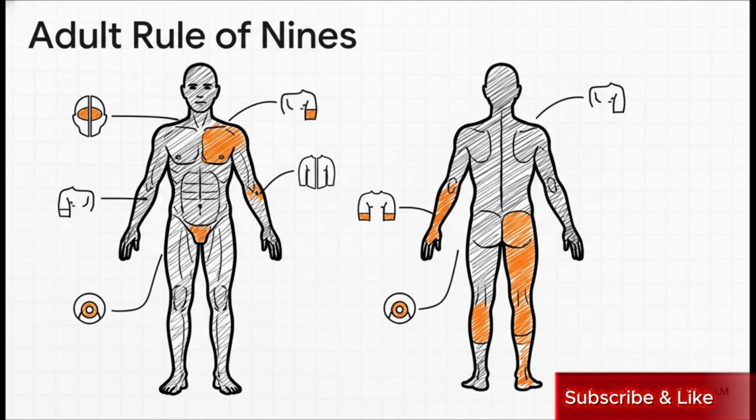So here's how it works. The method breaks up the adult body into sections of 9%, or multiples of that. So for example, an entire arm is 9%. A full leg, that's 18%. The entire back is also 18%. For the case we're working on, we really need to focus on the numbers for the legs and the perineum.